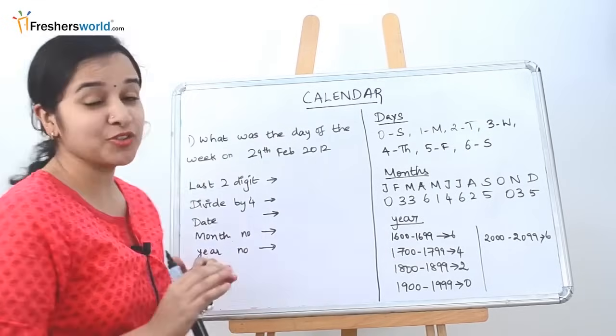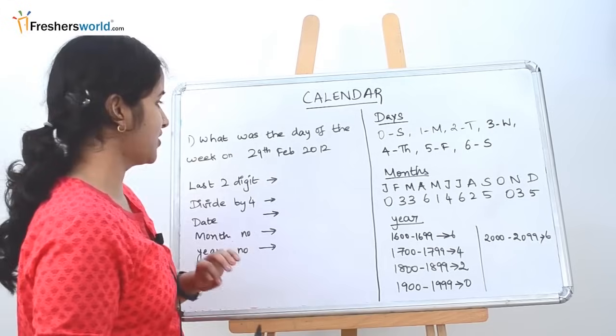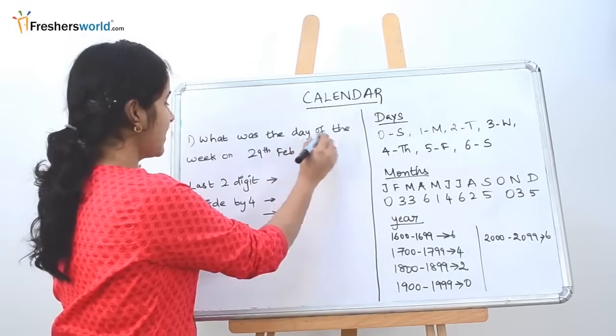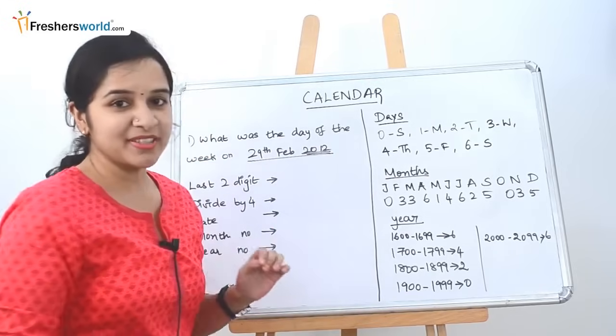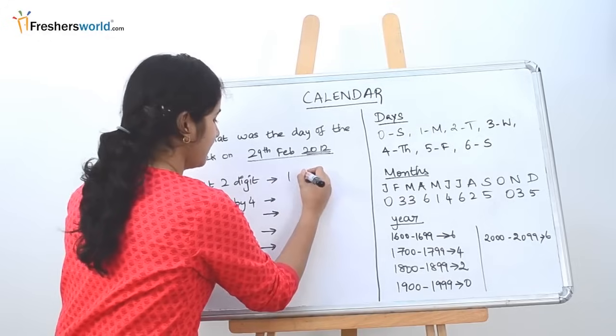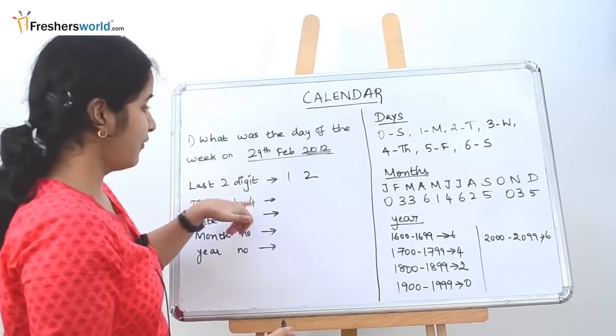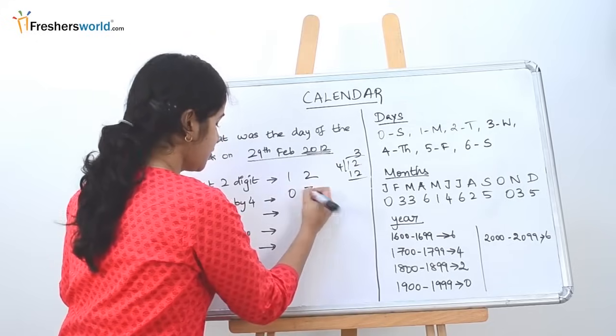So how do we do it? As usual, we have the first 5 steps. First we take the last 2 digits. The question they've asked is, what was the day of the week on 29th Feb 2012, which is obviously a leap year. The last 2 digits of the year are 12. The next step is dividing by 4. If we divide 12 by 4, the quotient is 3. So we put it here.